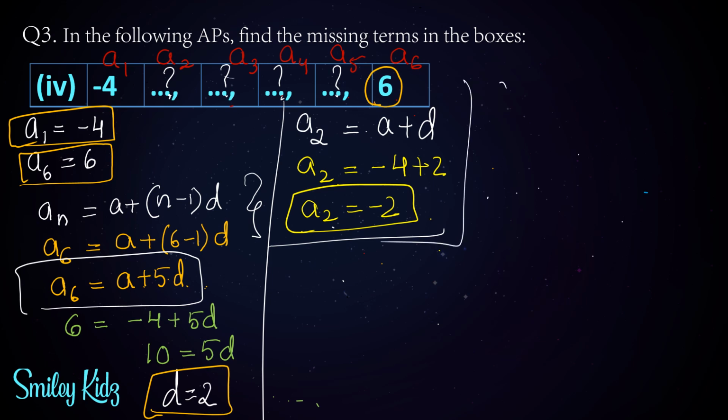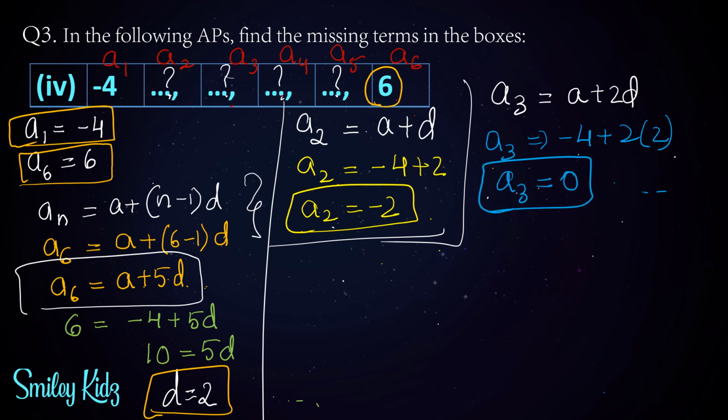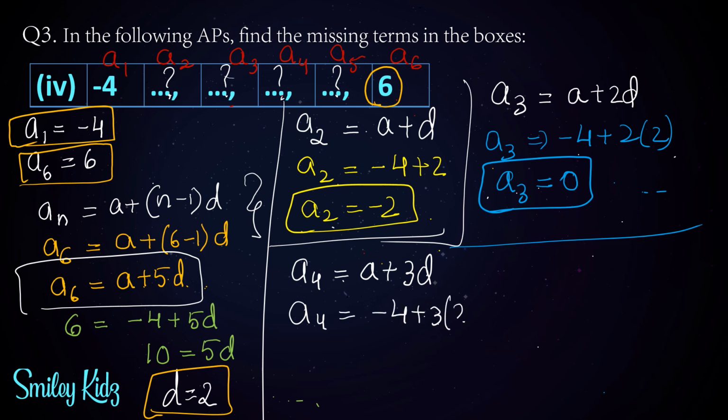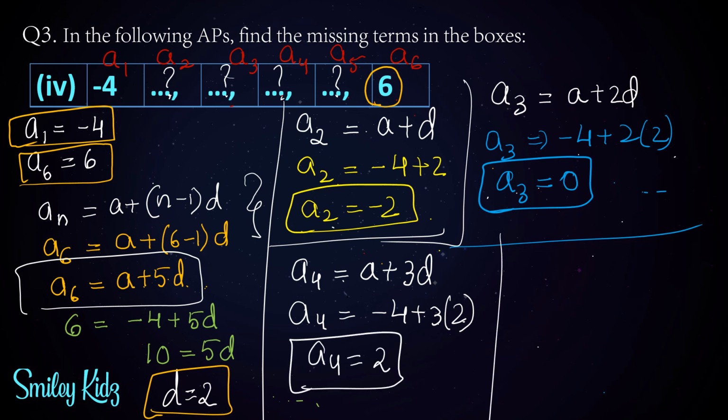Then we have A3. A3 is equal to A plus 2D. Then we have A as minus 4 plus 2 into 2. And wait, what? Minus 4 plus 4 is going to give you 0. So what is the value of A3? A3 turns out to be 0. Then A4 is equal to A plus 3D. Alright. Then A4 will be equal to minus 4 plus 3 into 2. Now A4 turns out to be 2, isn't it? Minus 4 plus 6 turns out to be 2.